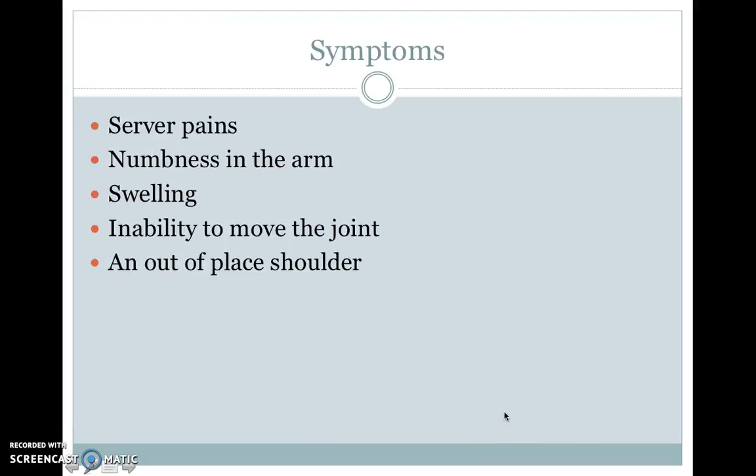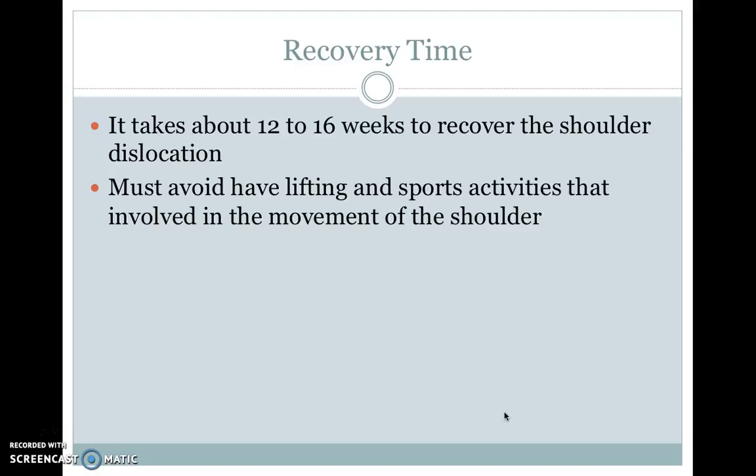The symptoms of shoulder dislocation: severe pain, numbness in the arm, swelling, inability to move the joint, and the joint being out of place. The recovery time. It takes about 6 to 12 weeks to recover from shoulder dislocation. Heavy lifting and sports activities that involve movement of the shoulder must be avoided.